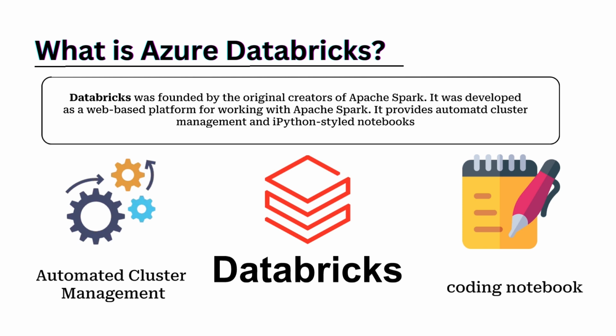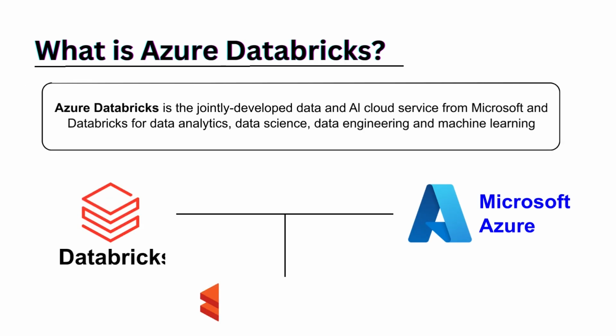So now that we know what Databricks is, we can move on to what Azure Databricks is. When we move Databricks to a cloud service, for instance Microsoft Azure, it's called Azure Databricks. It is the jointly developed data and AI cloud service from Microsoft and Databricks for data analytics, data science, data engineering, and machine learning. Essentially, for all activities related to data, you can use Azure Databricks, especially if you're dealing with big data.